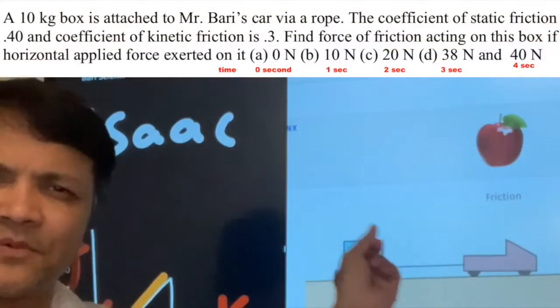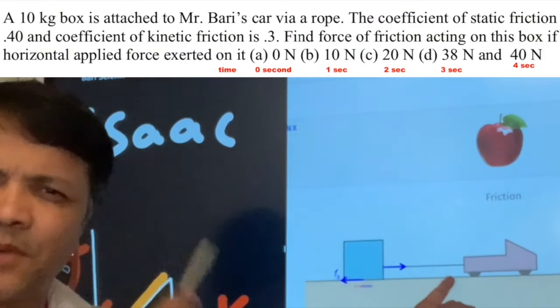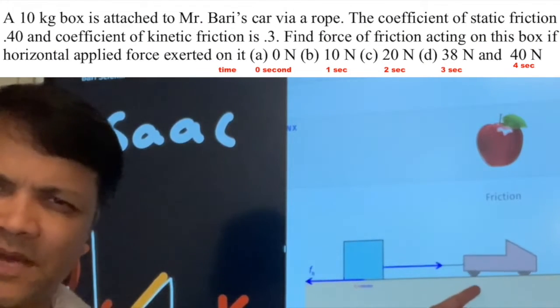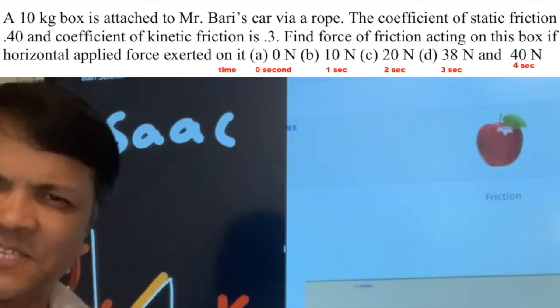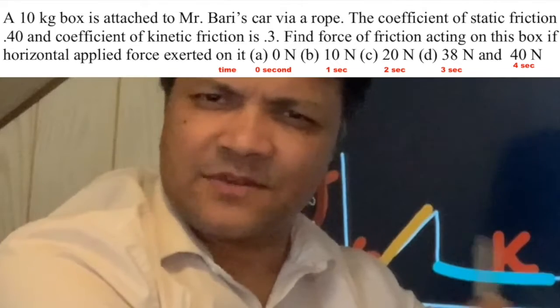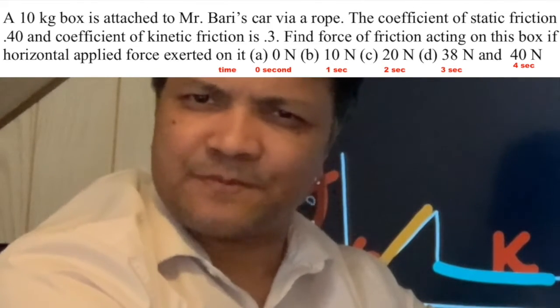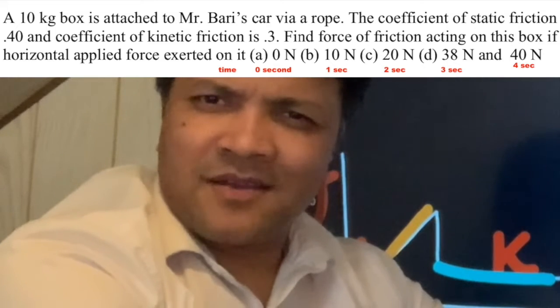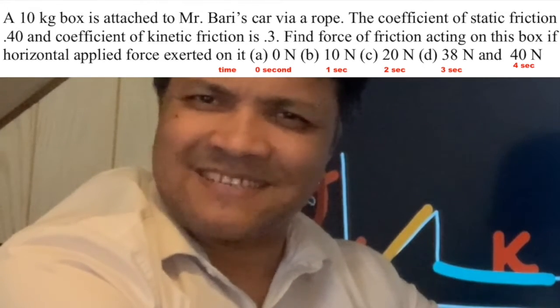So let me explain what is going on. The box is a 10 kilogram box sitting on a road. Mr. Berry is trying to move this box by using a rope with his car. Now at 0 seconds, Mr. Berry applies 0 Newton. So what happened? Nothing happened. The friction is 0 because object is at rest.